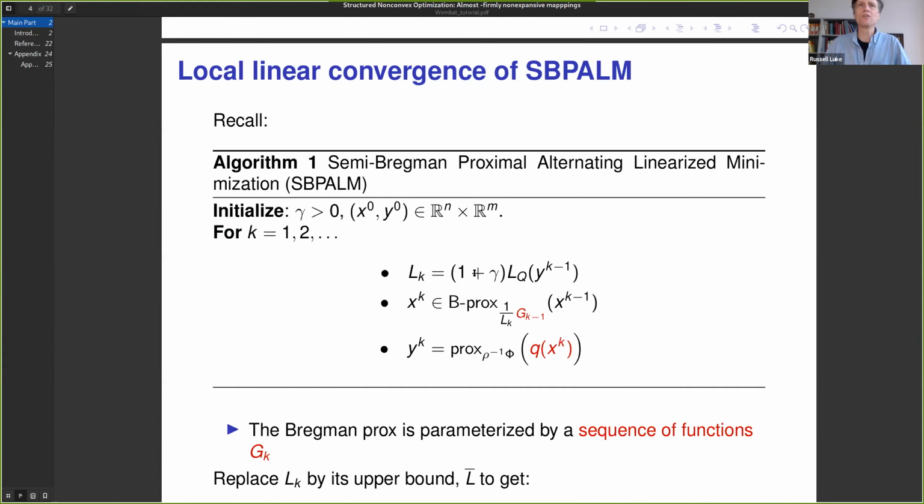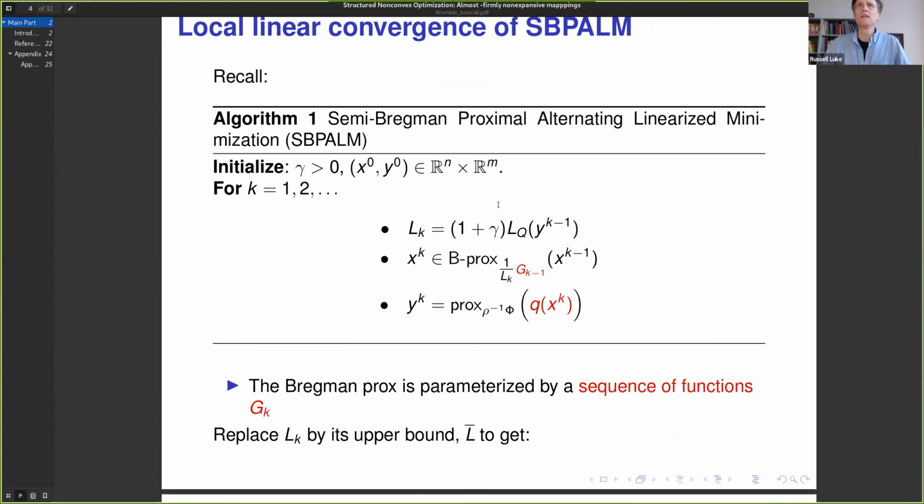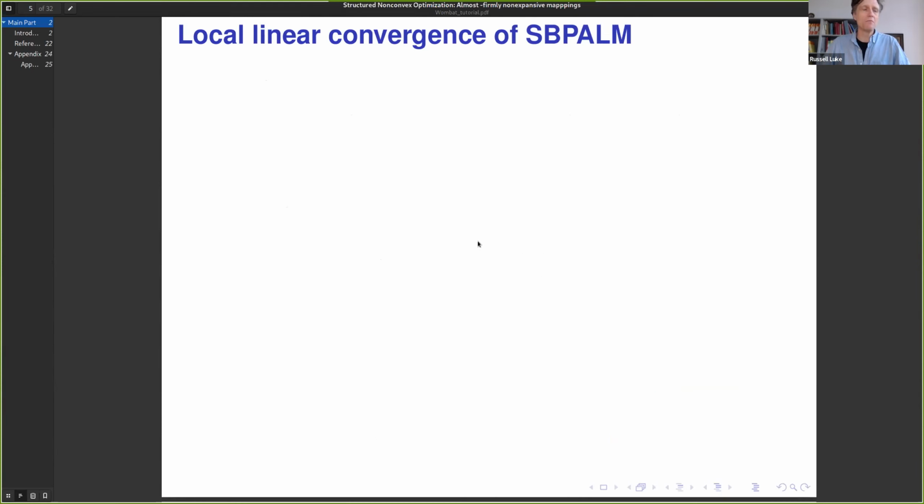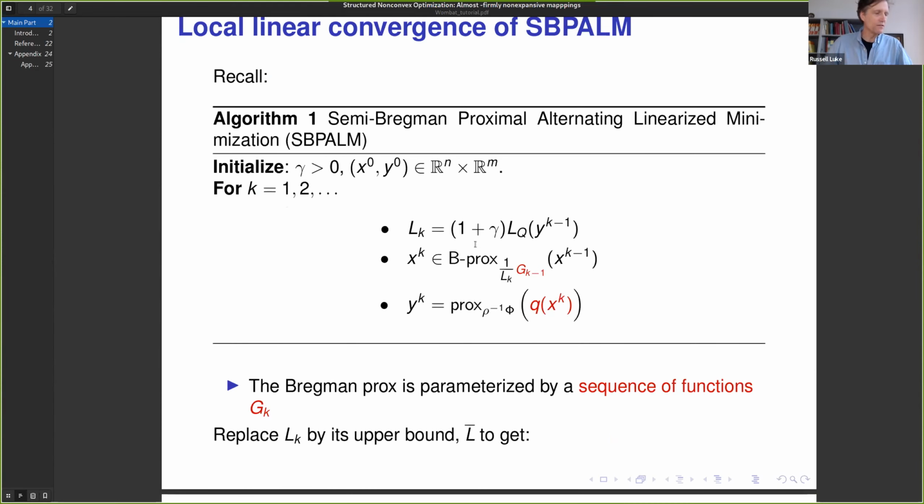And the first thing I want to show you is how to write this algorithm as a fixed point iteration, because that's the first trick. That's the first thing you have to be able to do in order to apply my style of analysis. And like I said, I'm getting pretty good at this.